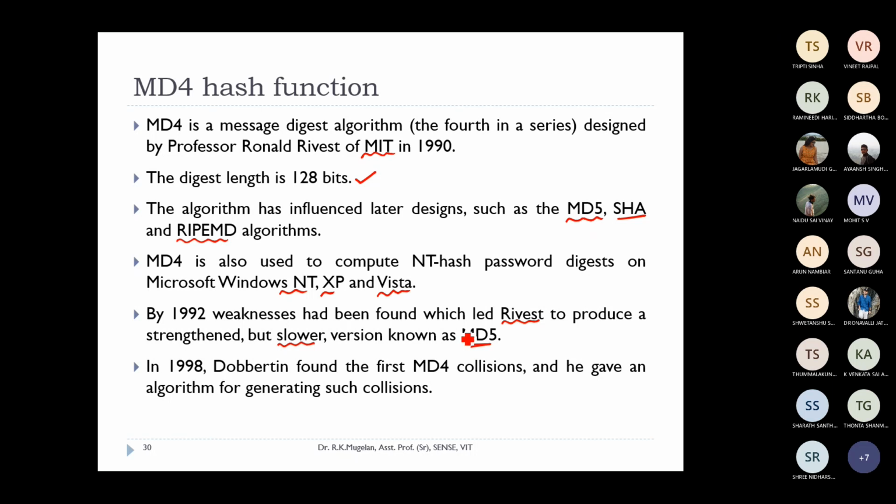The weakness was proved in the year 1998 by a person called Robert. He found the first MD4 collision. He made a collision in MD4. That is, he disproved the third property, collision resistance. So he created a collision and showed it in 1998, and that is how MD5 came into existence.